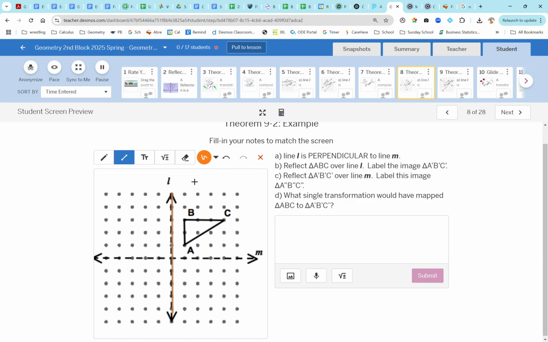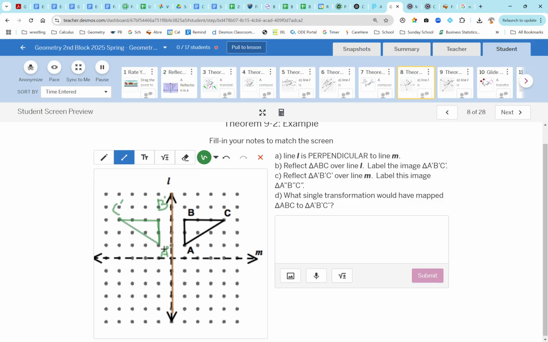These two, A and B prime, are pretty simple because they're both 1 to the right, and now they'll just end up being 1 to the left. So A and B prime will be right along this one, with B prime being up here and C prime down below, or A prime. And then C, 1, 2, 3, 4. We'll go 1, 2, 3, 4 to the left. That's where C prime is. We'll do our segment tool to connect these.